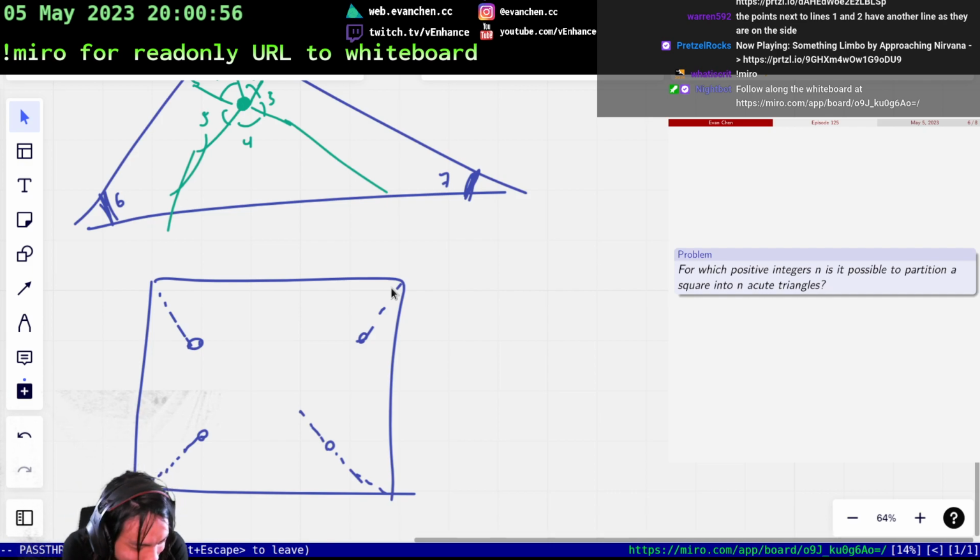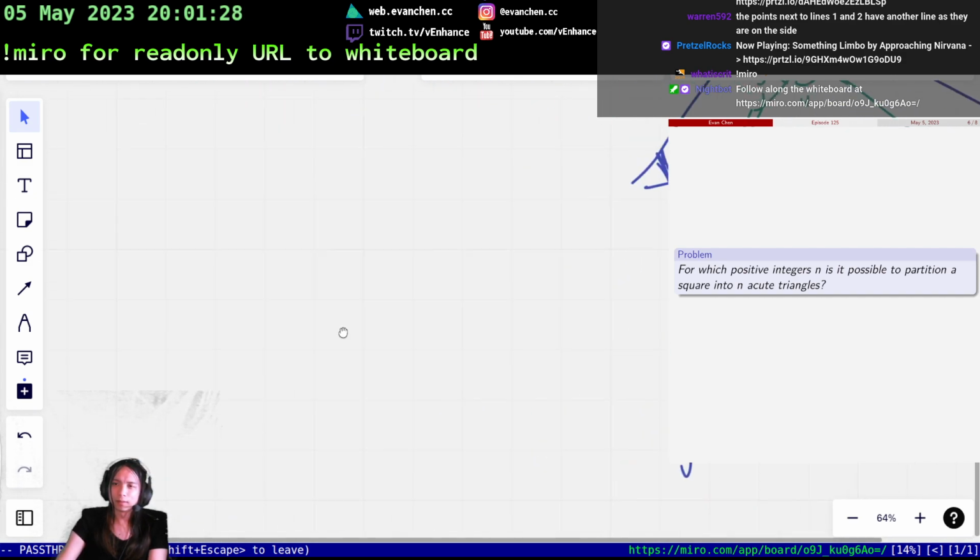I don't know. Oh god, this is annoying. Oh, this is so bad. Can I do casework on whether there's any obtuse triangle? Like if you have a construction that has no obtuse triangles. What would that look like? I guess it looks like this thing.